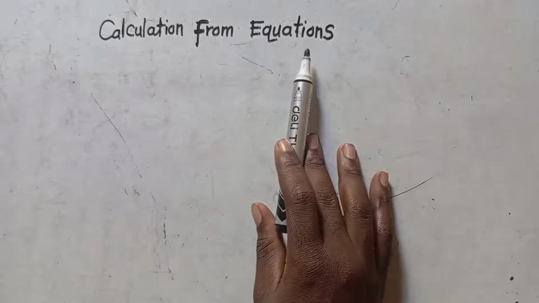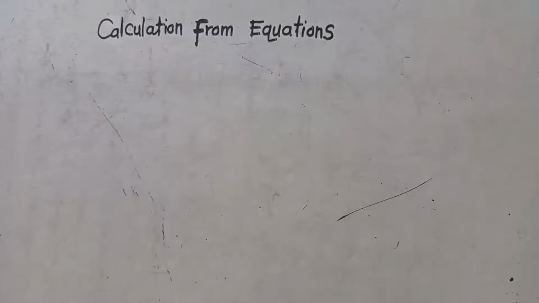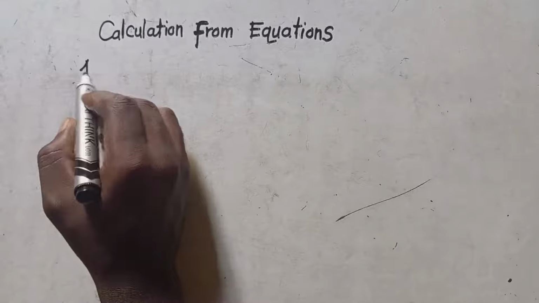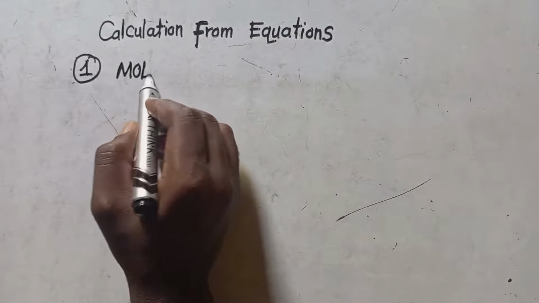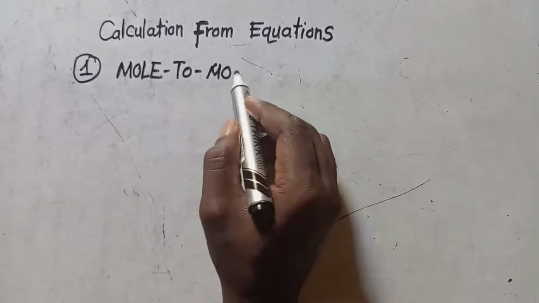So we are starting calculation from equations. These are balanced chemical equations. You need to make sure that each equation that you get to write in chemistry is balanced. We are still under a topic called stoichiometry calculations, and in today's lesson, we are going to start with what we call mole to mole calculation.